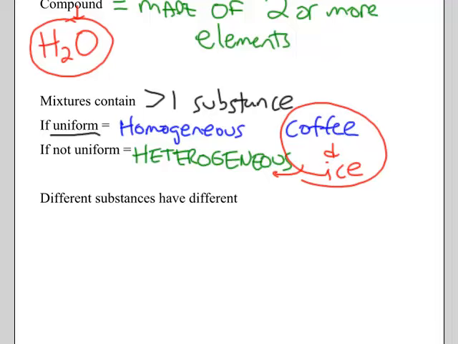Once we can identify matter, now we want to look at some of the properties. We know from everyday life that different substances have different behaviors. So those are the properties that we're talking about. For example, we can compare the compound water to the compound ethanol.